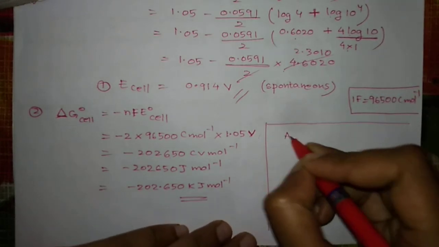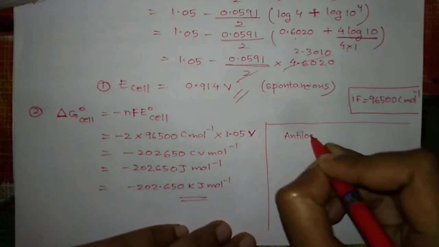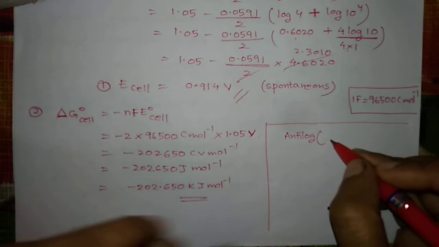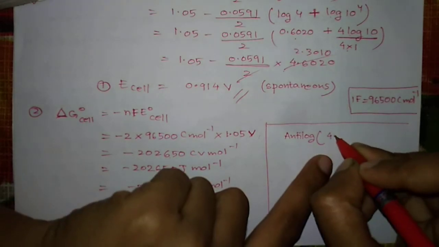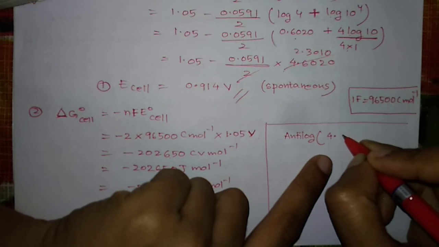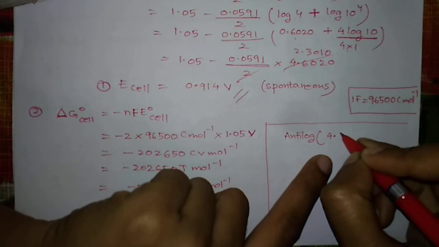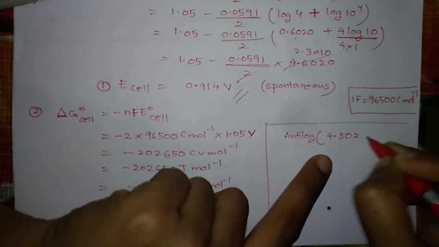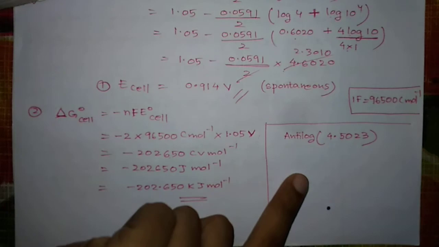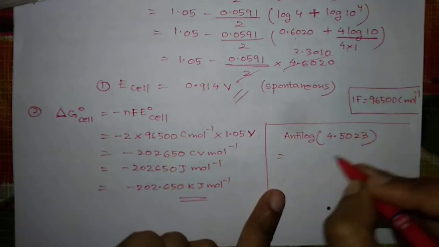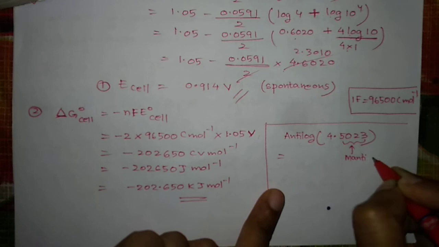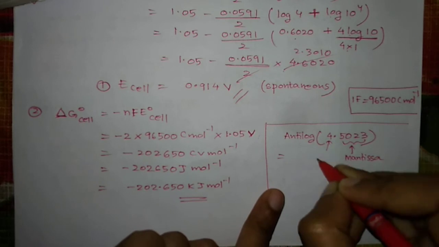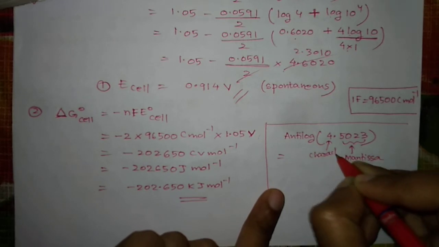So say you have to find out the antilog, because for finding out Kc antilog चाहिए, ठीक है, antilog का जानना पड़ेगा कैसे निकालना। So say I'm giving 4.5023. So you have to find out the antilog of this number, say. Okay, so how to find out, so this part is the mantissa, so you have to see in the log table. This part is the characteristic, मतलब before decimal.